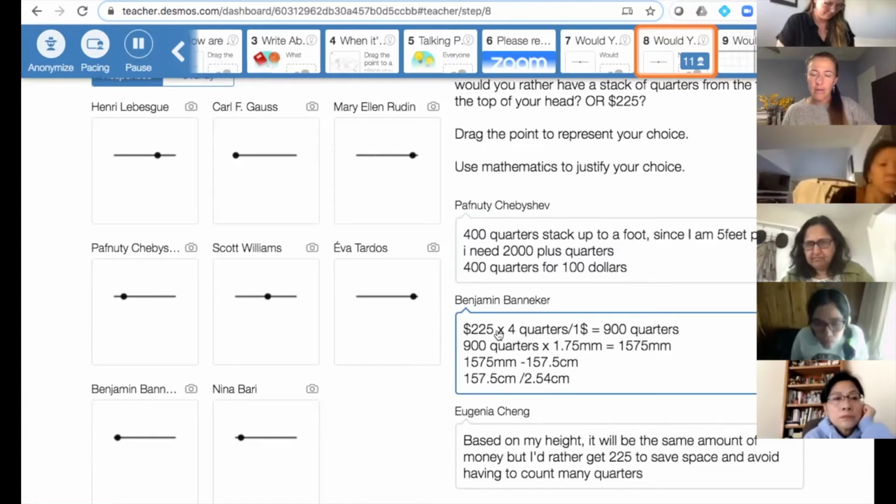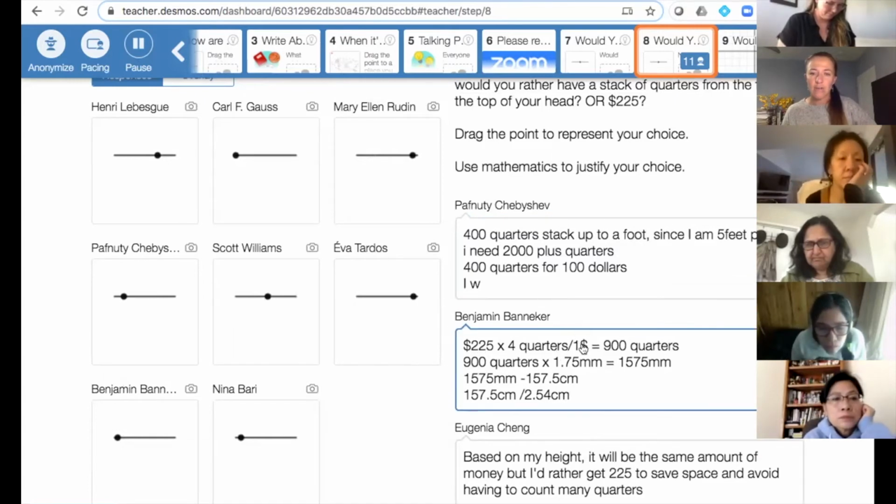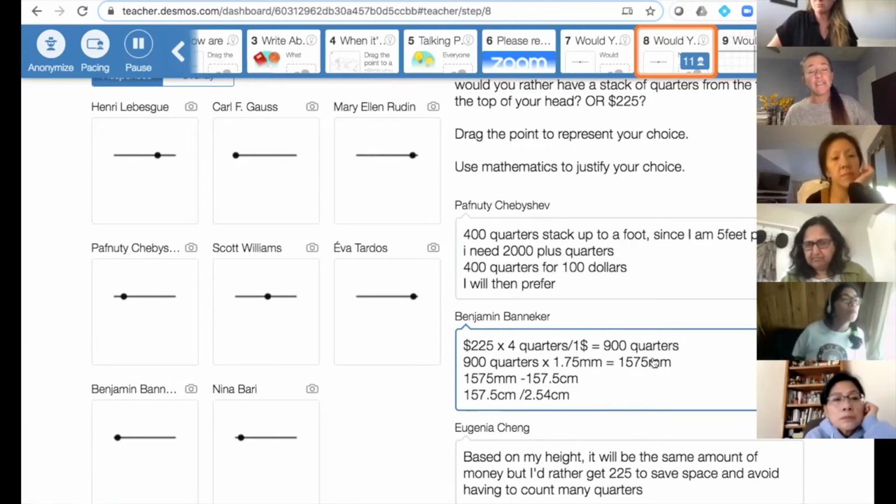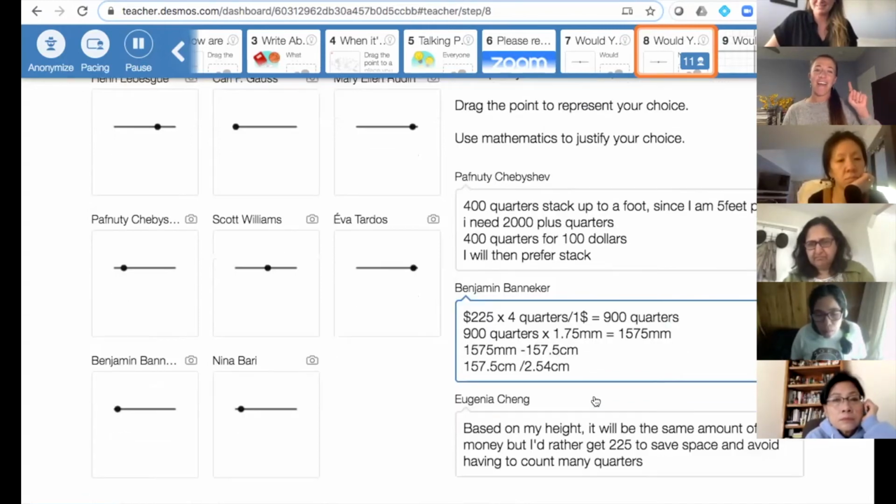$225 times 4 quarters. So that's 900 quarters. Interesting. So you took this and found the height, how tall a stack of quarters would be for the value of $225. And then I'm assuming compared it to your height. That is not a strategy that I had seen before.